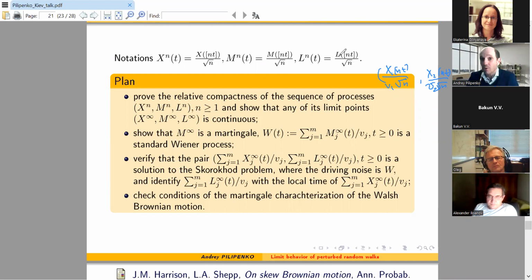And some of the properly normed coordinates of L, so you divide by variances, is, okay, it's written here. It is the local time at zero of the reflected Brownian motion. And the idea of the proof is just the Skorohod reflection problem. It is not a big problem to show that the limits of martingales of this sequence is a martingale, and to see that the square characteristic is the integral of the indicator.